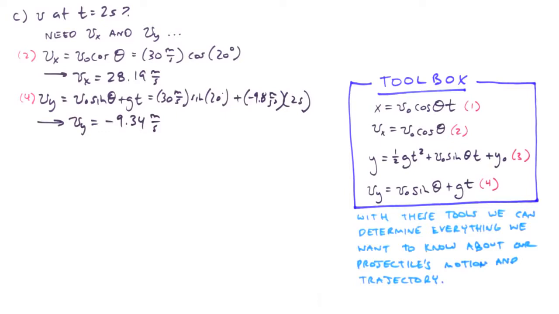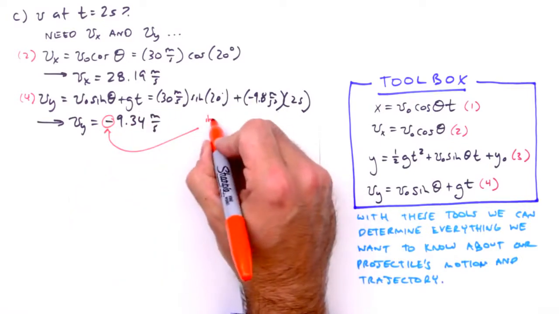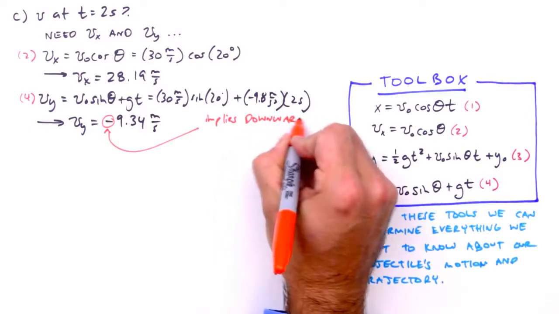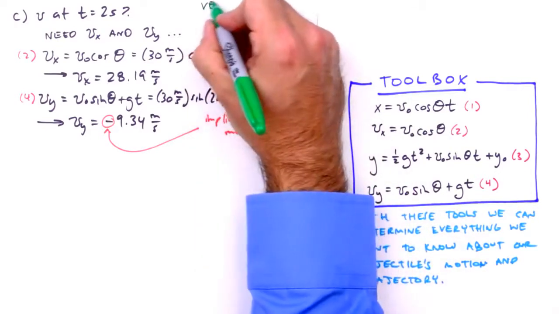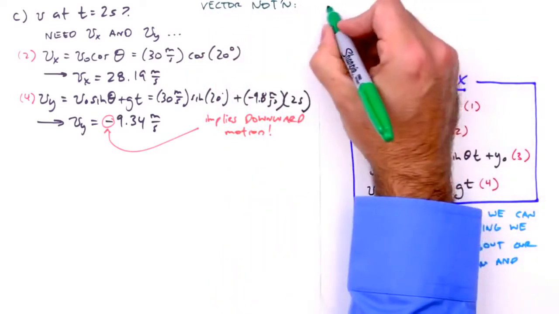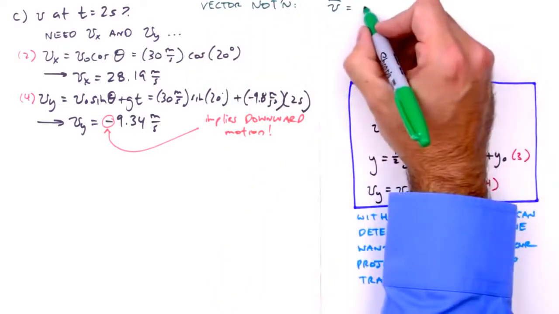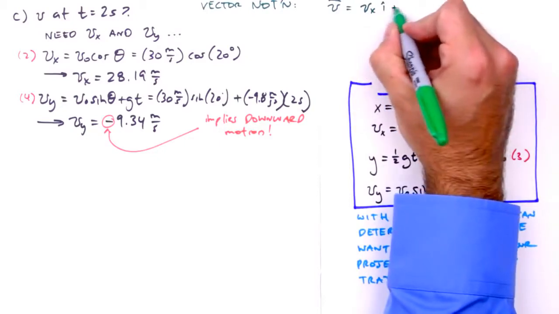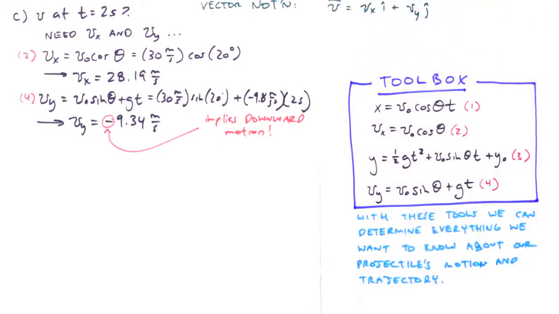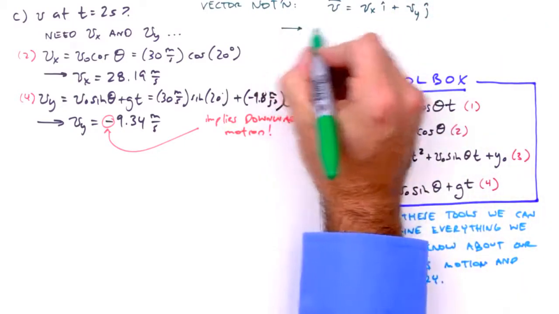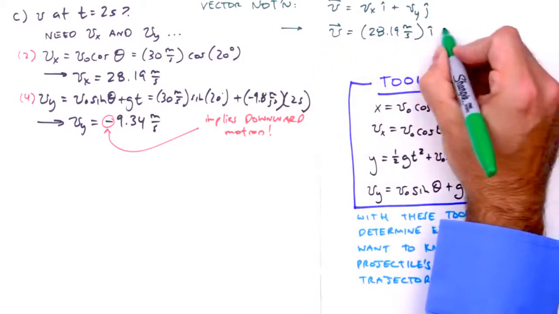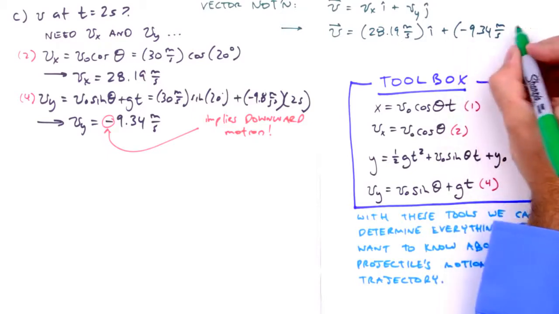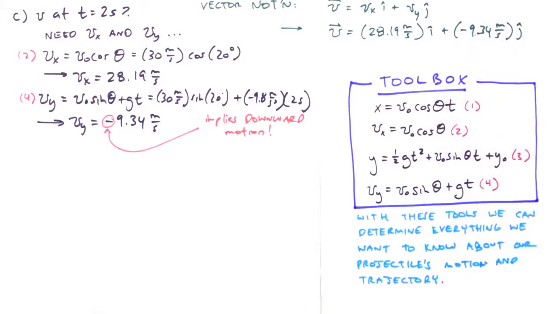What's up with that negative sign? That negative sign implies motion in the negative y direction, that is, downward. Now at this point we could write our solution in vector notation, where the velocity vector is equal to the magnitude of the velocity's x component times the unit vector i hat, plus the magnitude of the velocity's y component times the unit vector j hat. That would give us the solution v equals 28.19 meters per second i hat plus negative 9.34 meters per second j hat, which is fine and dandy.